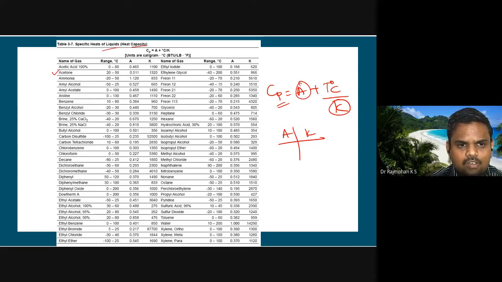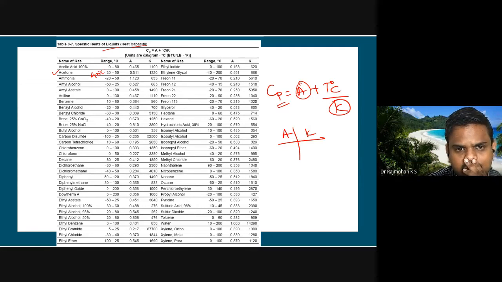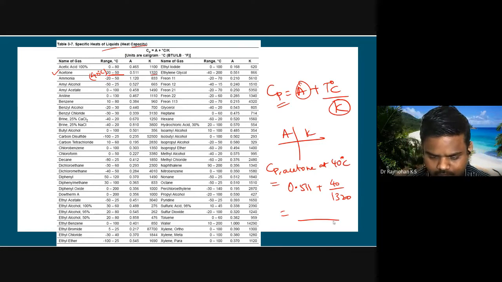For example, I want to calculate the Cp value of acetone at 40 degrees Celsius. This is within the given range, so I can use the formula: Cp of acetone at 40 degrees Celsius equals 0.511 plus 40 divided by K, where K is 1320. So we will get the Cp value of acetone at this temperature.